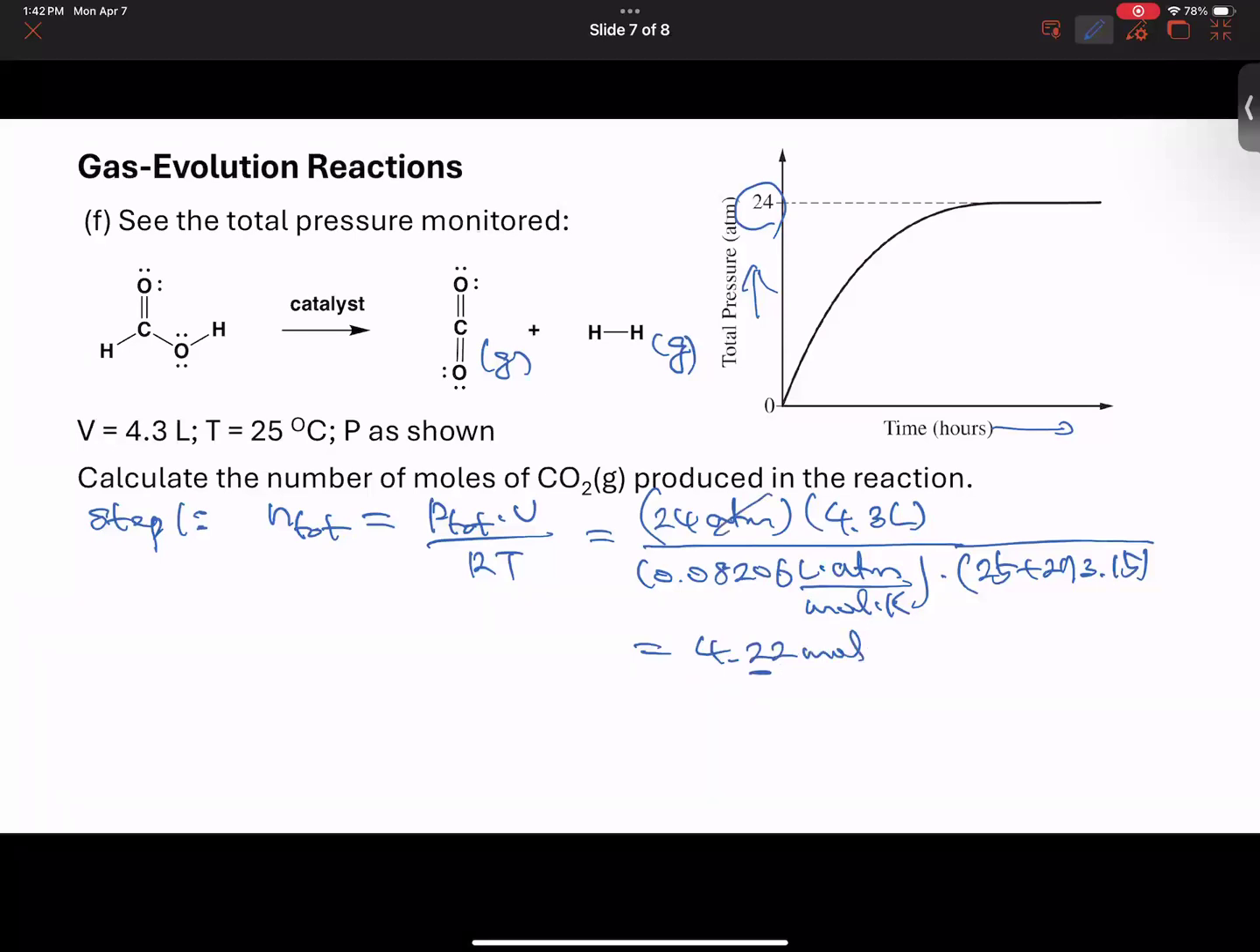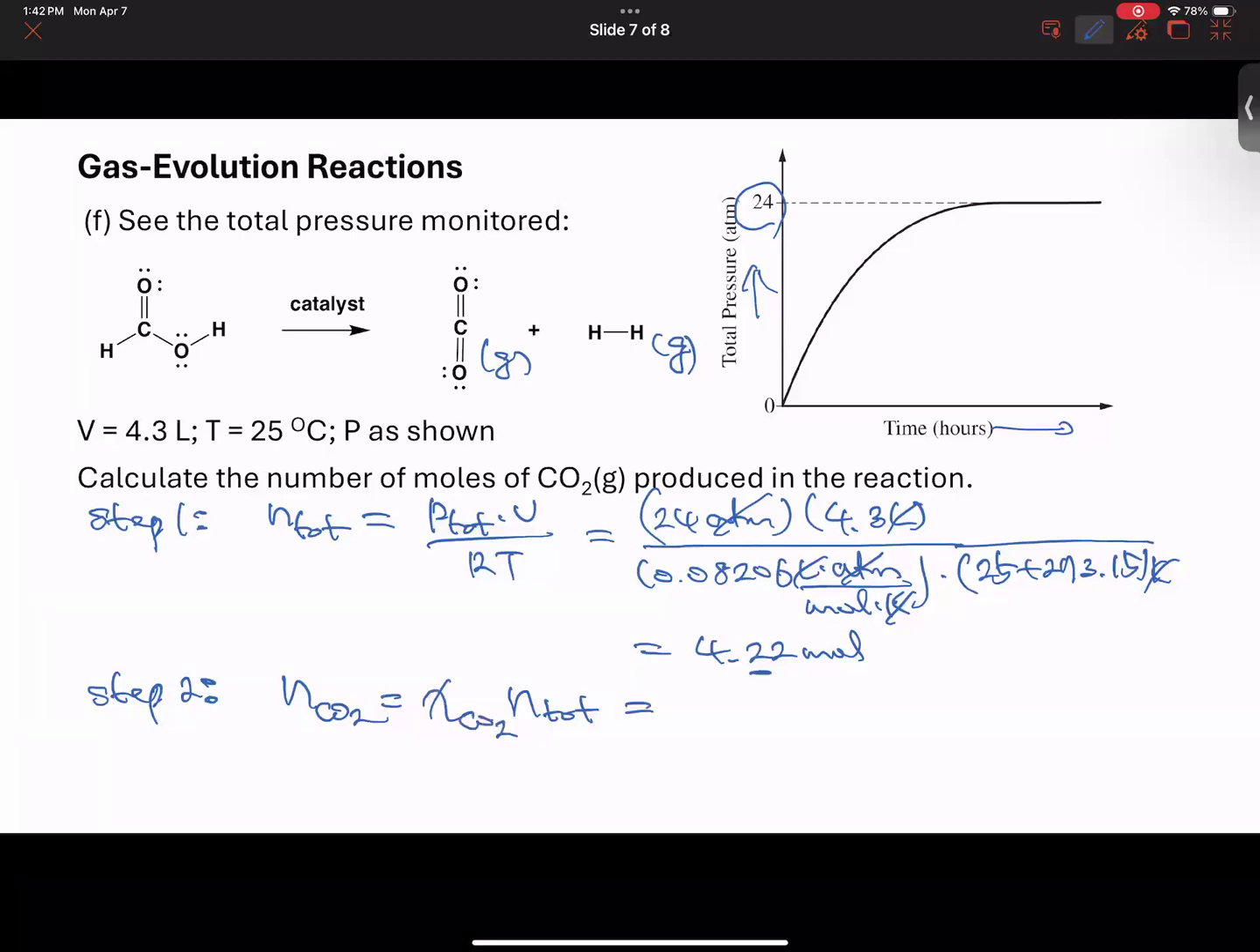So atm cancels out, liter cancels out, Kelvin cancels out, leaving 1 over 1 over mole. The unit is now 4.22 mole. Now once you calculate the total number of moles of gases, let's move to step 2. Find the number of moles of CO2 gas. So this is a mixture, and CO2 gas is related to the total number of moles of gases times the mole fraction.